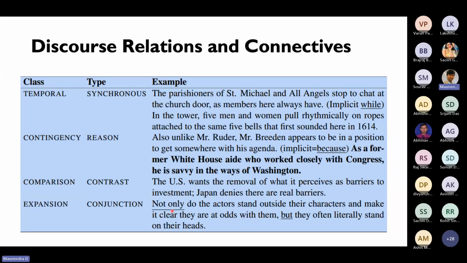Then if you look at this, not only do the actors stand outside their characters and make it clear they are at odds with them, but they often literally stand on their heads. So again, this is a conjunction. They do this as well as this. This is another construct which glues together these two sentences. If you look at any passage, maybe you take a newspaper article from today, you look at the sentences which are there, you'll be able to establish all these connections yourselves. Sometimes there will be some corroboration, sometimes some implication, sometimes some contrast and reasoning and other things, as we see here.